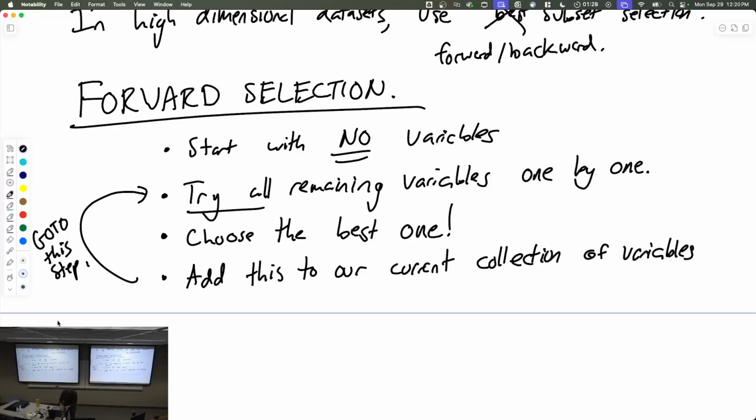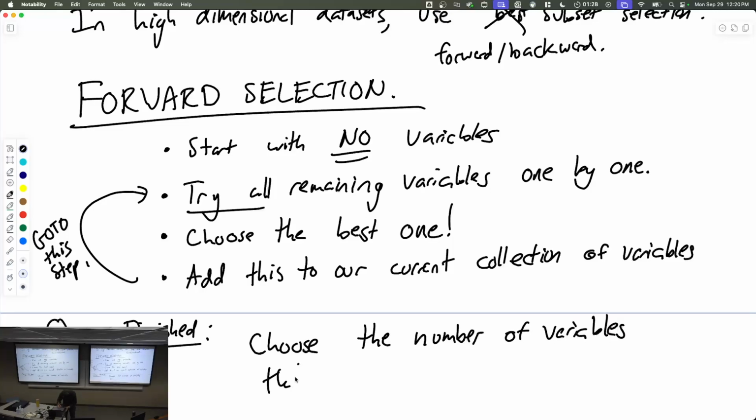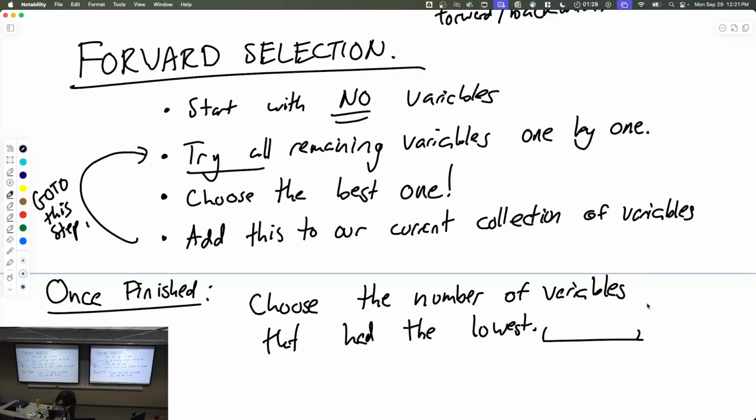So once finished, choose the number of variables that had the lowest what? And this is very important, you fill in the blank here. The lowest RMSE, which kind of RMSE? The lowest test RMSE. If you pick the lowest training RMSE, this will absolutely blow up in your face because you will just pick the one with the most variables, so that's not good. Okay, the lowest test RMSE.